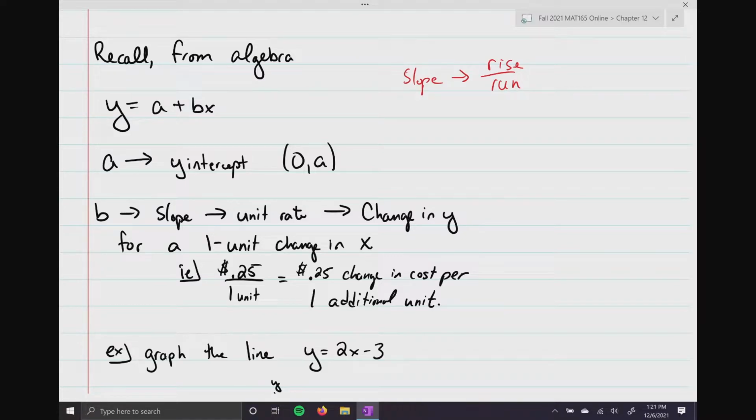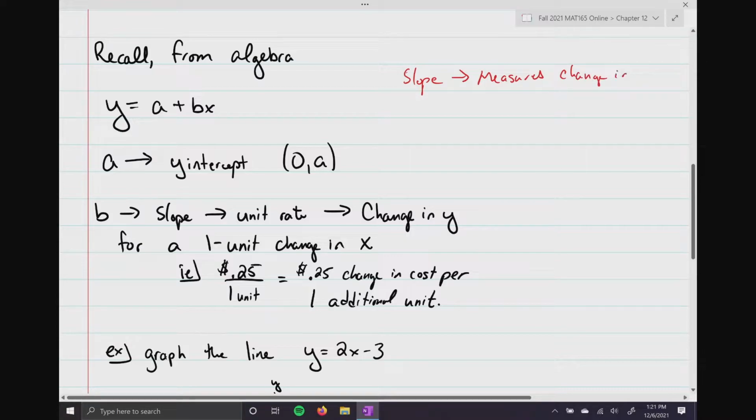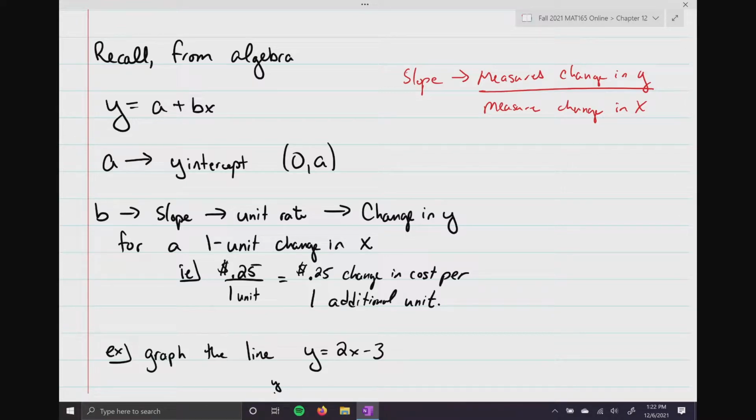Slope is a unit rate. It measures the change in y over a measure of the change in x, okay? So I know that if x changes, y is going to change, and it also tells me how fast that is occurring. And it tells me if it's increasing or decreasing.